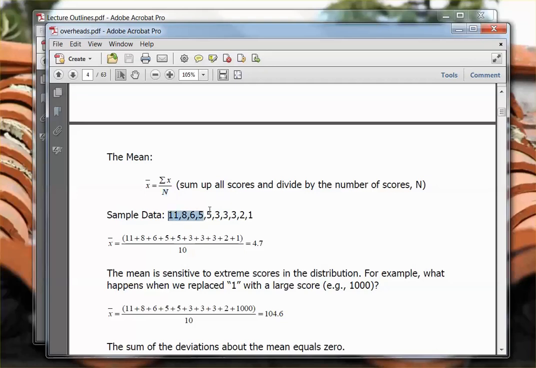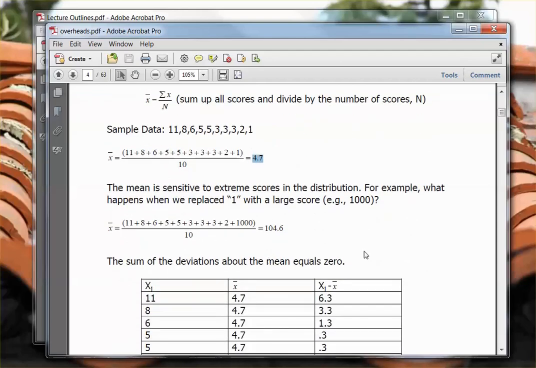But here's our sample data. Suppose we have that, and as you can see, we have 10 scores there, so that's why the N is 10. And then in the numerator here, I'm just showing you that what you're supposed to do according to this formula is add up all those scores. So if you added up all these scores and divided by 10, your mean would be 4.7. That's how to calculate the mean.